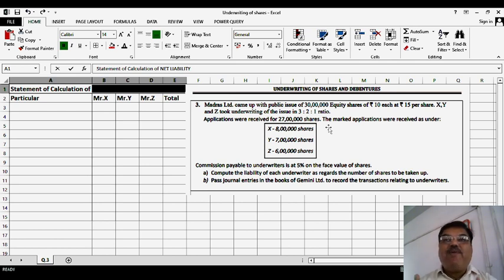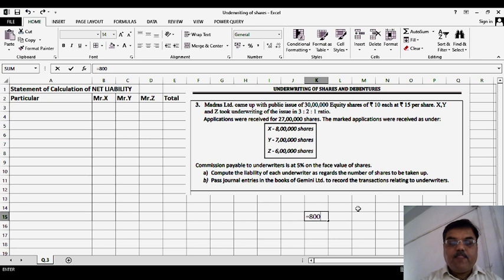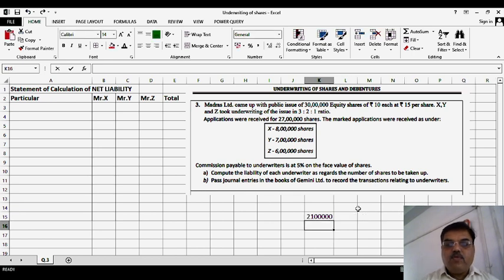So out of this 27 lakh shares, the marked applications: Mr. X's mark is on 8 lakh shares, Mr. Y's mark is on 7 lakh shares and Mr. Z's 6 lakh shares. तो आप इसको अगर टोटल करोगे, देखो यहां पे मैं टोटल करता हूं कि 8 लाख प्लस 7 लाख प्लस 6 लाख, तो टोटल मार्क एप्लीकेशन आउट ऑफ दिस 27 लाख इज 21 लाख. ये आपके मार्क एप्लीकेशन हो गए.